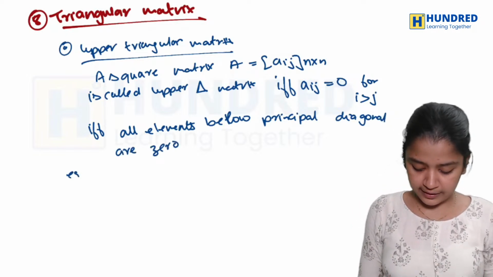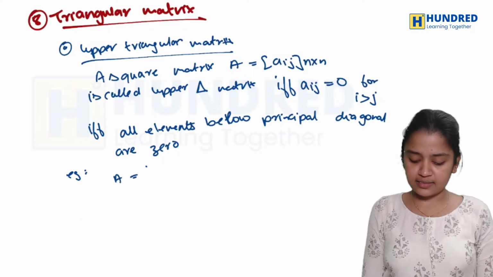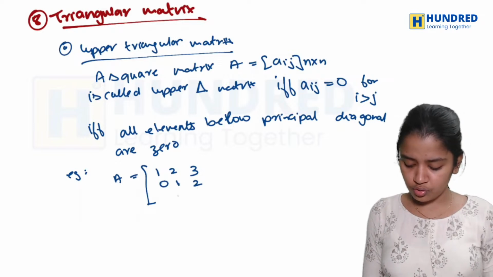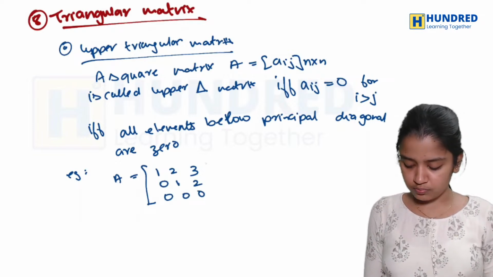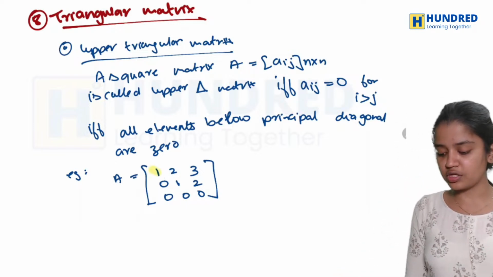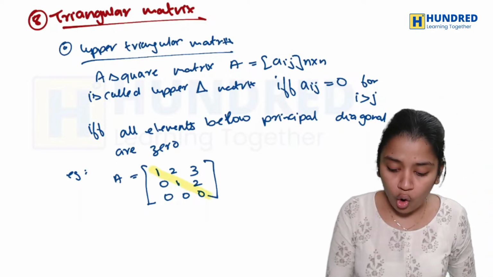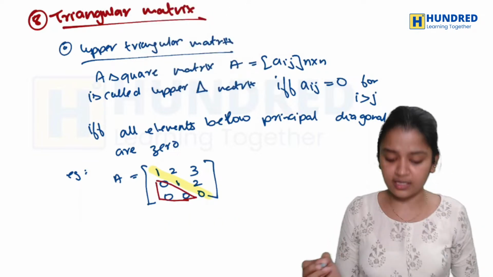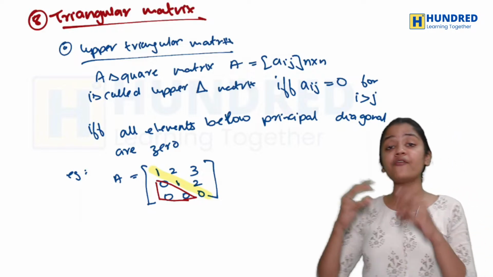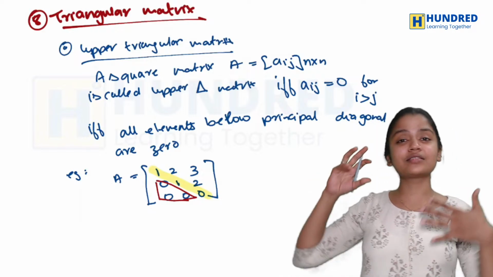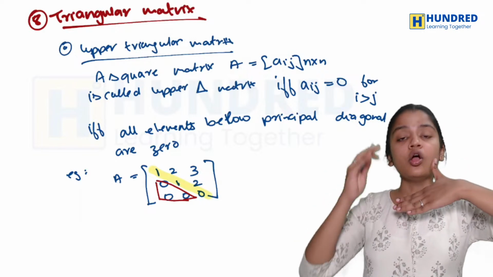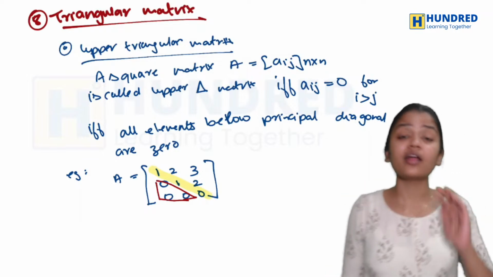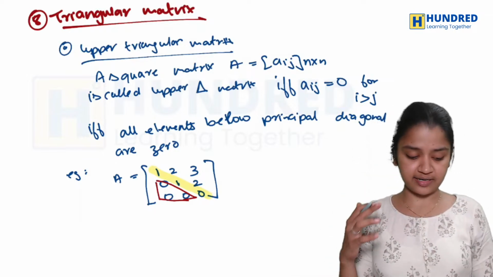Basically, if I take an example, A is equal to 1, 2, 3, 0, 1, 2, 0, 0, 0. What is my diagonal? All the elements below it are 0. This is the triangle. Upper triangular means you just remember that all the elements above the diagonal are filled and below should be 0. The diagonal, leave it, we are not concentrating on that.